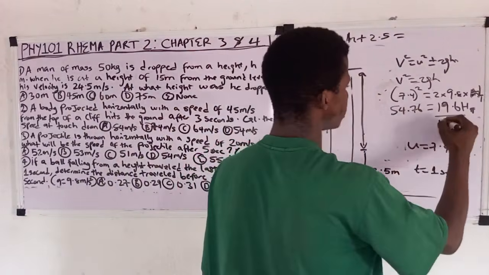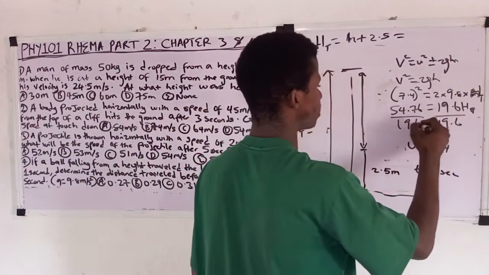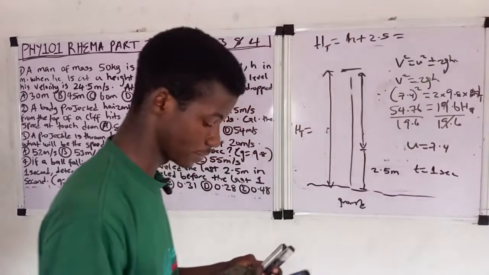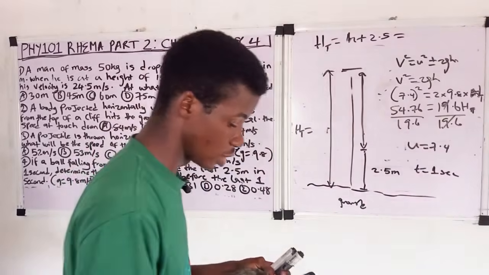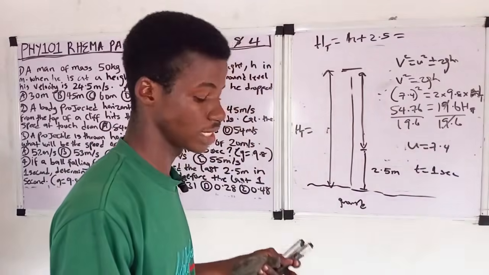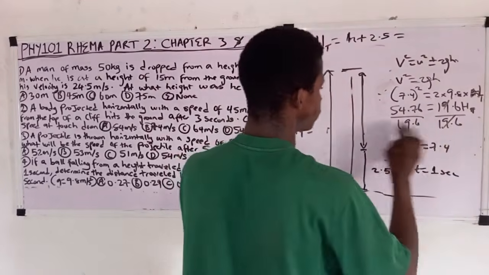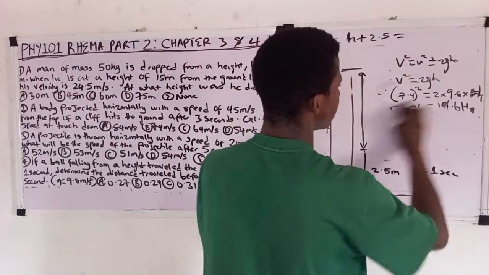54.76, right? With that both sides by 19.6. Some cancel. Okay, so divide by 19.6. So the whole value is 2.793. Okay, let me just use the whole value. So our total height is what?